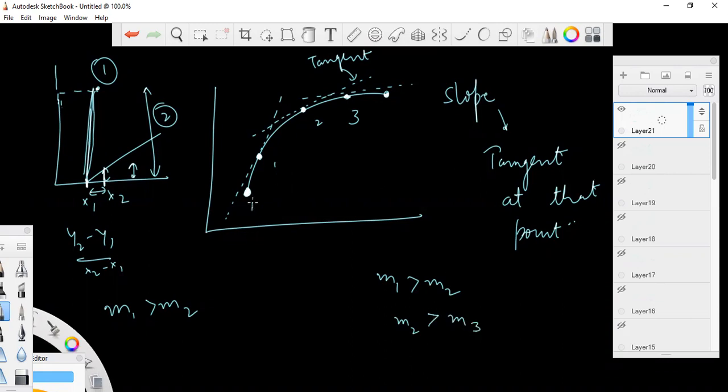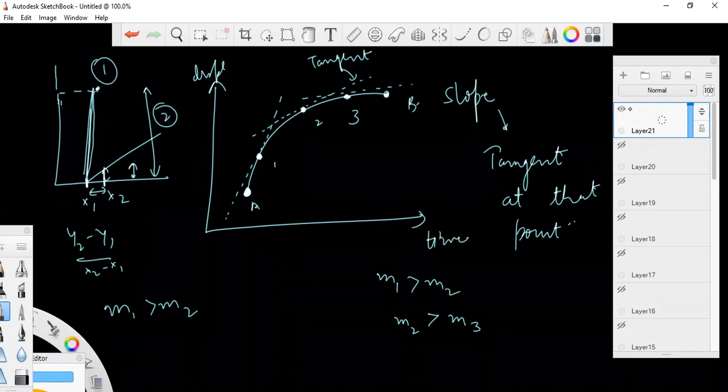So as you are moving from point A to point B, if I make this displacement time graph, what will this graph tell you? In this, as you move from A to B, is the slope increasing or decreasing? Decreasing. Slope is decreasing. What about the displacement? Displacement is increasing in the beginning, but then at the end it becomes flat.